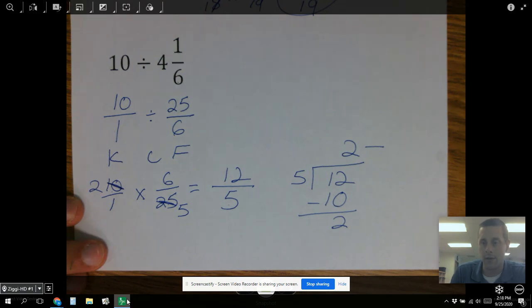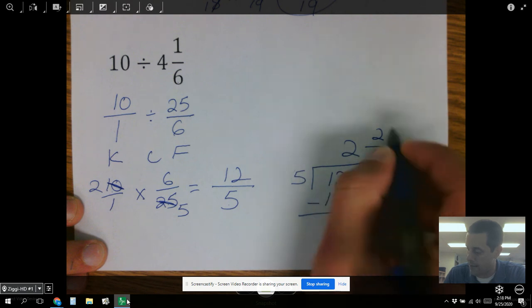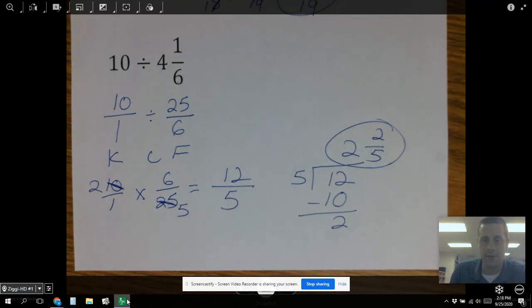Start a fraction beside your whole number. The remainder goes on top. Divisor on the bottom. Final answer, 2 2/5.